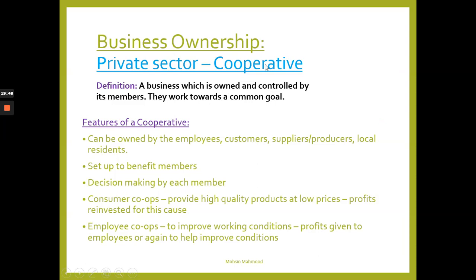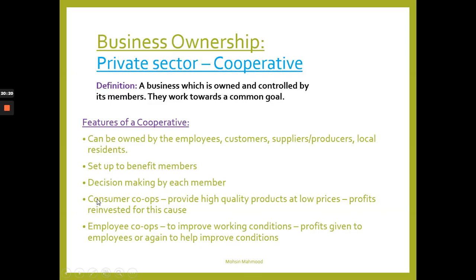Now we're looking at a cooperative, okay, which is also in the private sector. So a cooperative is a business which is owned and controlled by its members. They work towards a common goal. Some features of a cooperative is that it can be owned by the employees, the customers, the suppliers or producers, or the local residents. Okay, they're set up to benefit its members. Decision making is by each member.